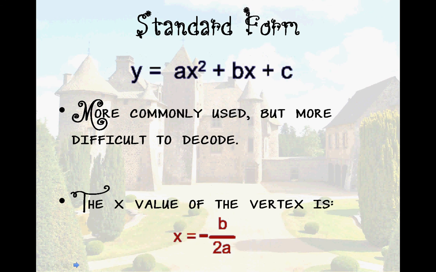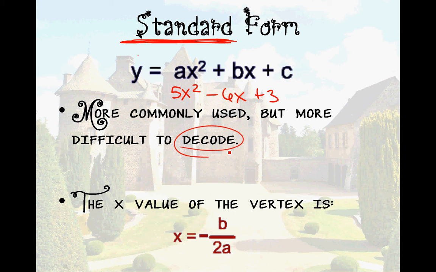Okay, so now we're going to talk about standard form. We were talking about vertex form. This is standard form, and this is what you more commonly see. Something like 5x squared minus 6x plus 3, that would be considered standard form. Even though it's more commonly used, it's a little bit more difficult to get the parts out of it. The important thing that you want to know is that this is the vertex. So go ahead and write that formula down on your paper. Pause the video if you need to.